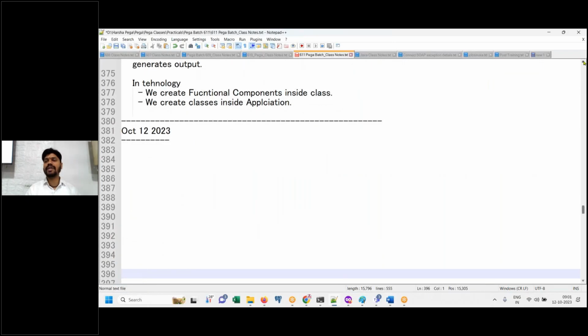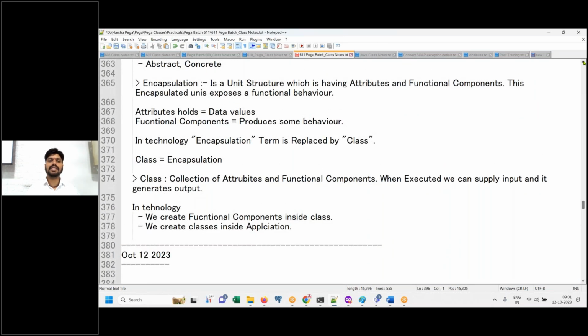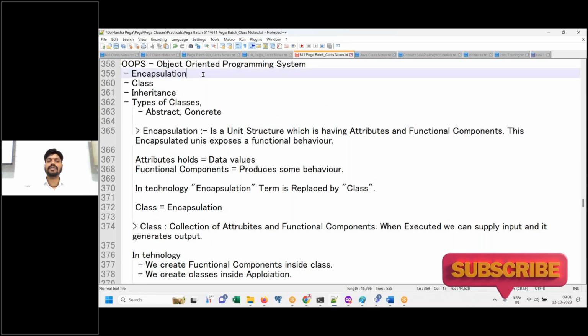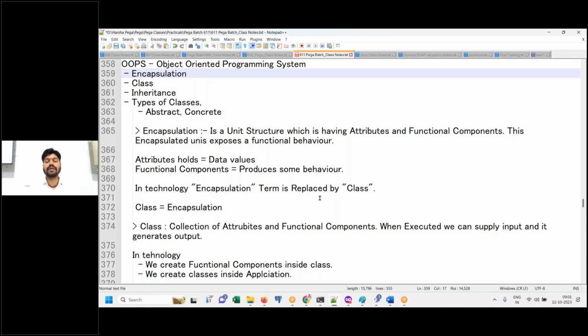So later on, we were discussing object-oriented programming concepts, out of which the first one is encapsulation. Encapsulation is a conceptual thing, a unit structure which has attributes and functional components. This encapsulated unit exposes a functional behavior. If you want some functional behavior exposed, you have to group together all the attributes and functional components. When you group all of these together, only then will it overall expose a functional behavior.